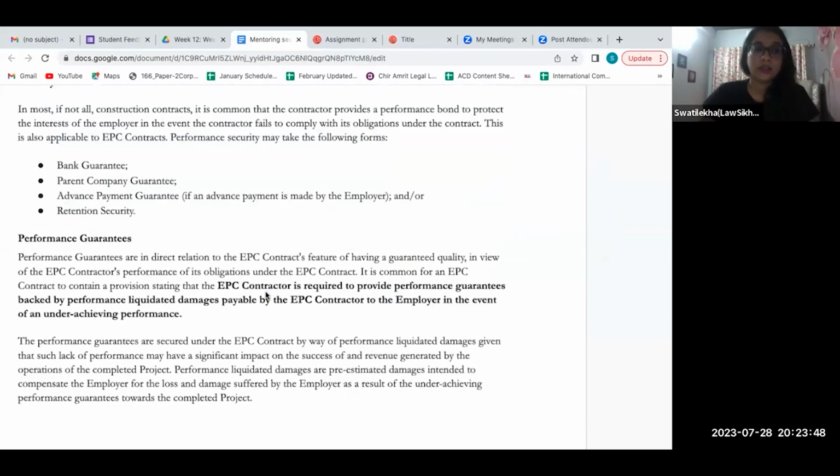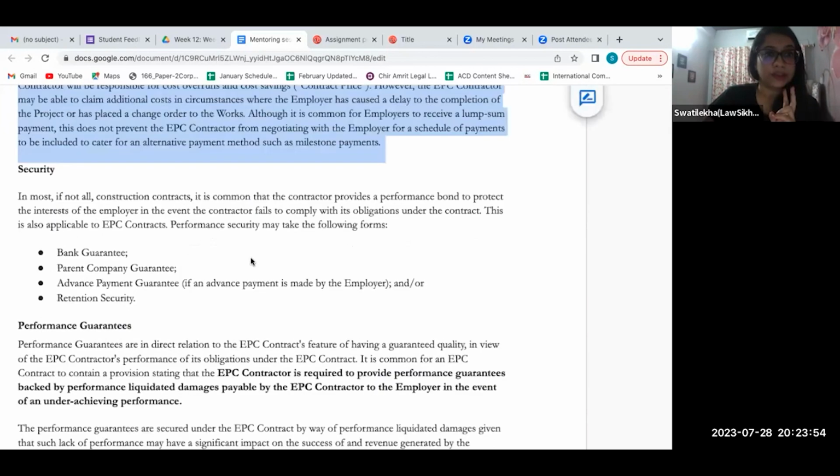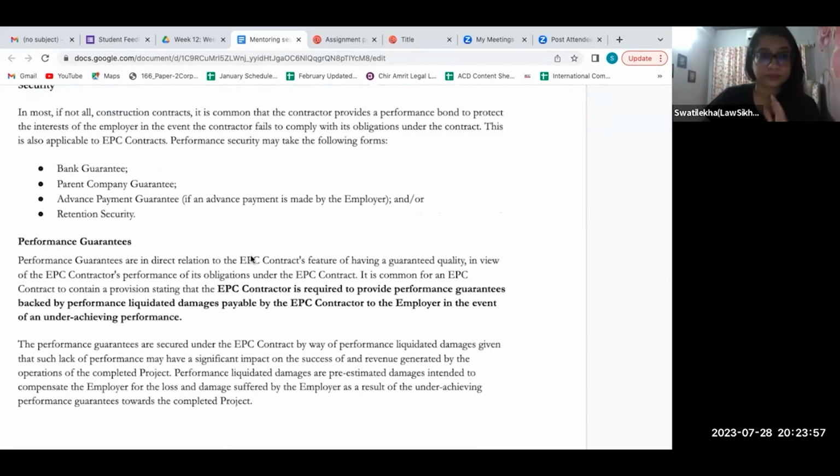Now there are certain concepts which are very, very important. Performance guarantee, security. First, I'll simply explain the concept of performance guarantee. Performance guarantee is a guarantee that the contractor has to give that he will adhere to certain quality standards and time limits. Like, within the next 6 months, this much delivery of work will be done. For the next 1 year, this much delivery of the work will be done. All of these will form part of your performance guarantee.